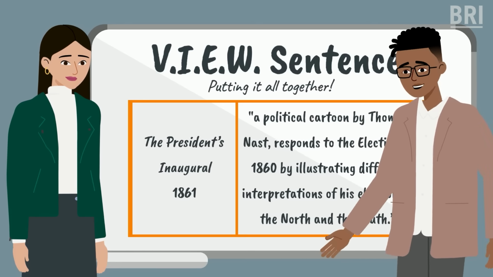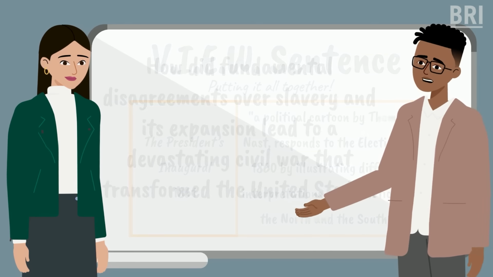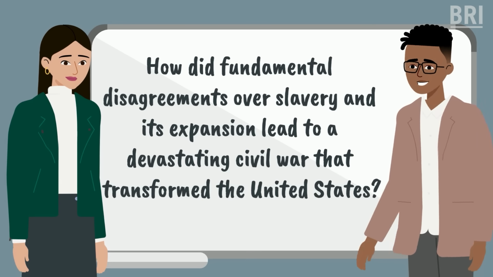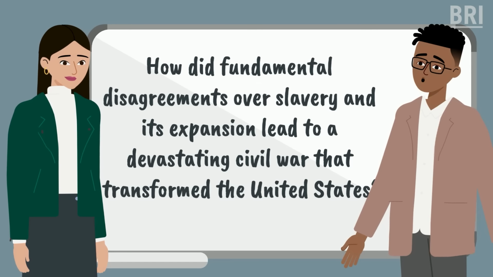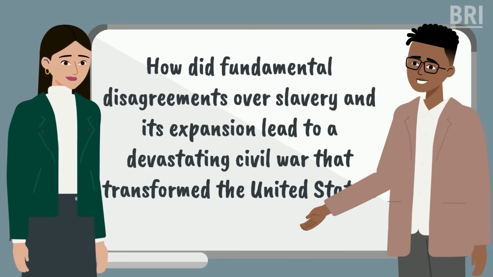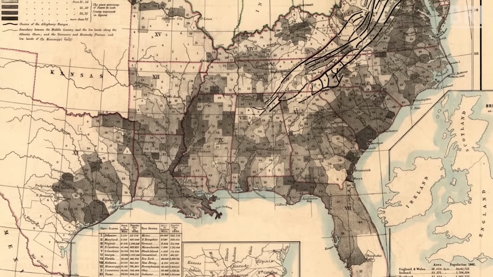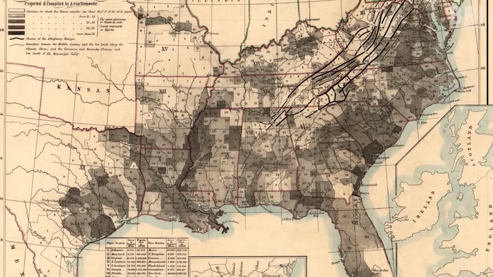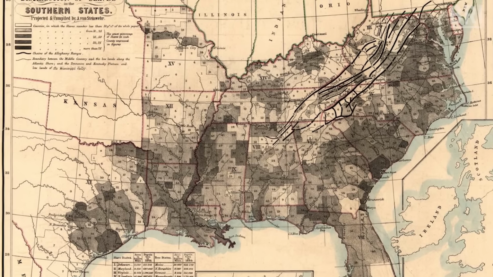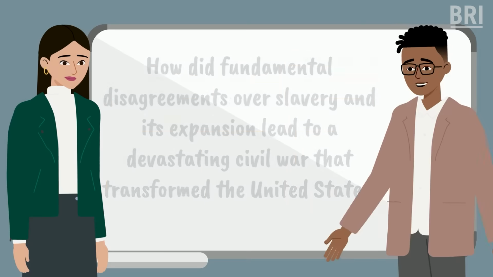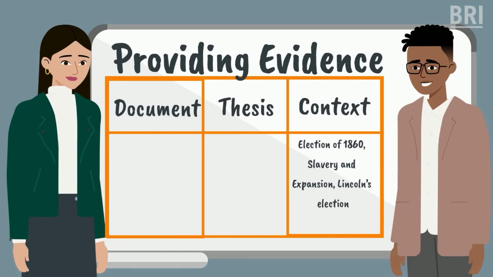Now let's think about our DBQ question. How did fundamental disagreements over slavery and its expansion lead to a devastating civil war that transformed the United States? Slavery and its expansion west was the key issue dividing the North and South in the years leading up to the election of 1860, which Lincoln won. Now we can add this to the context column.